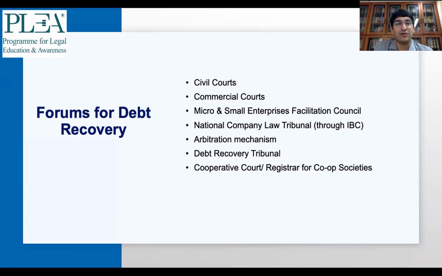Then we also have the Micro Small Enterprises Facilitation Council. This is meant for entities which are registered under the MSME Act. Just to tell you, the first two, that is the civil courts and commercial courts, are the actual courts. In case of the Micro Small Facilitation Council, it is more like an arbitration mechanism.